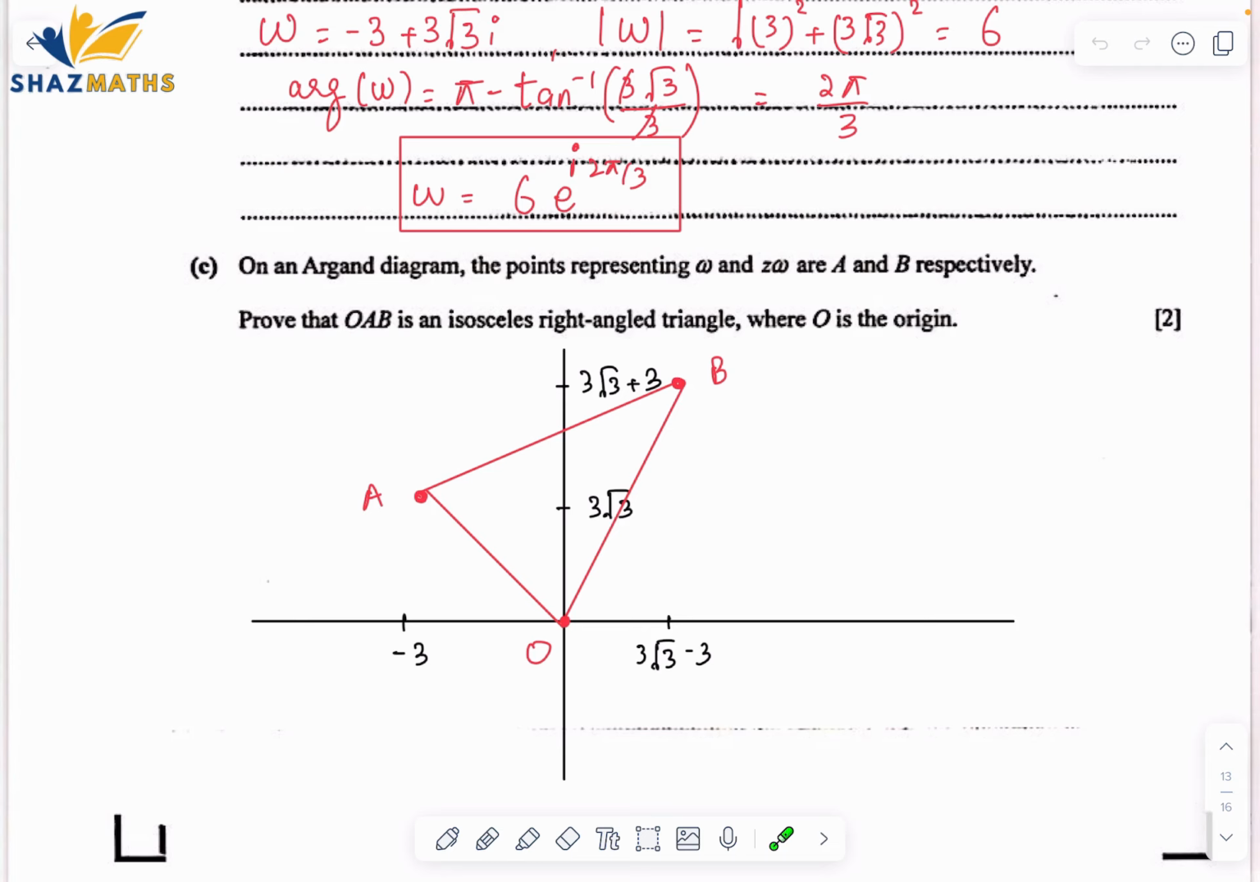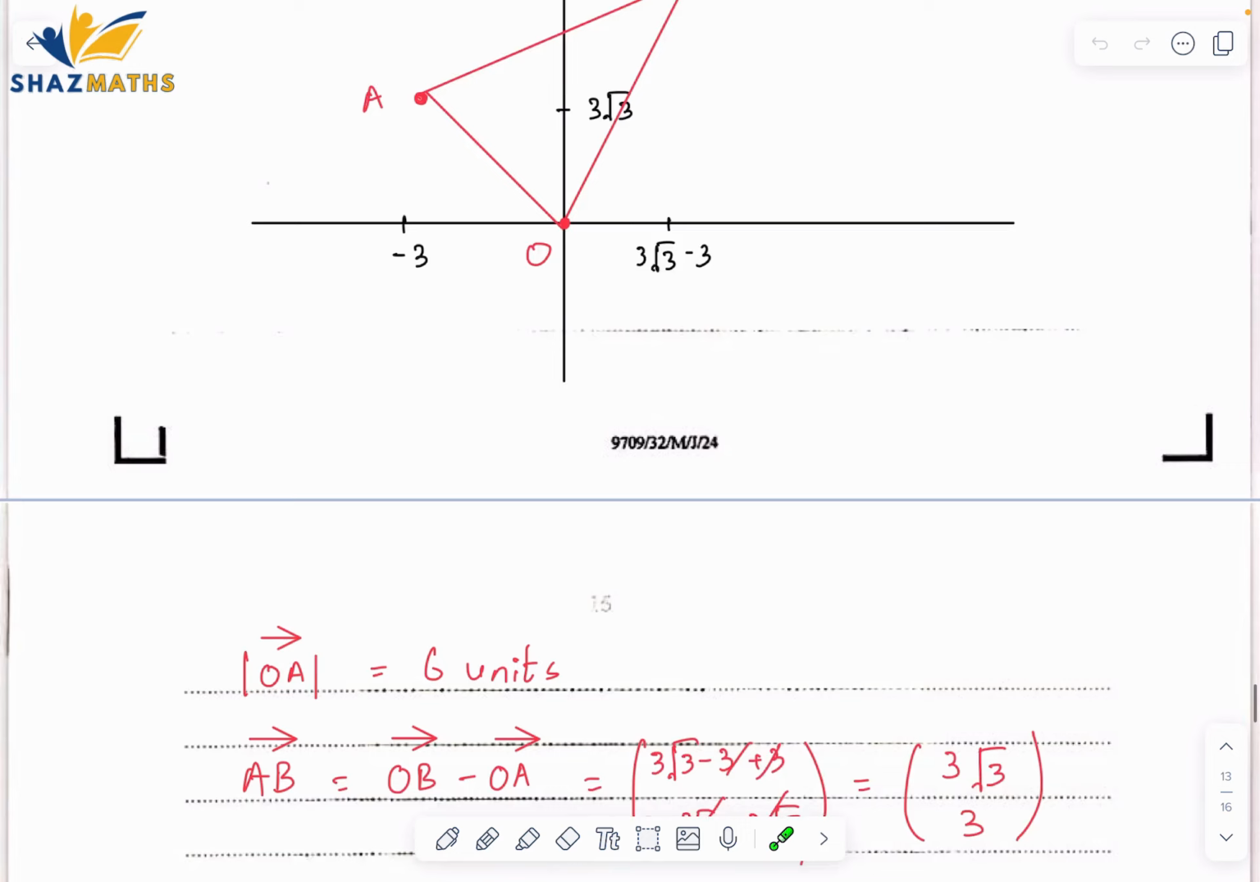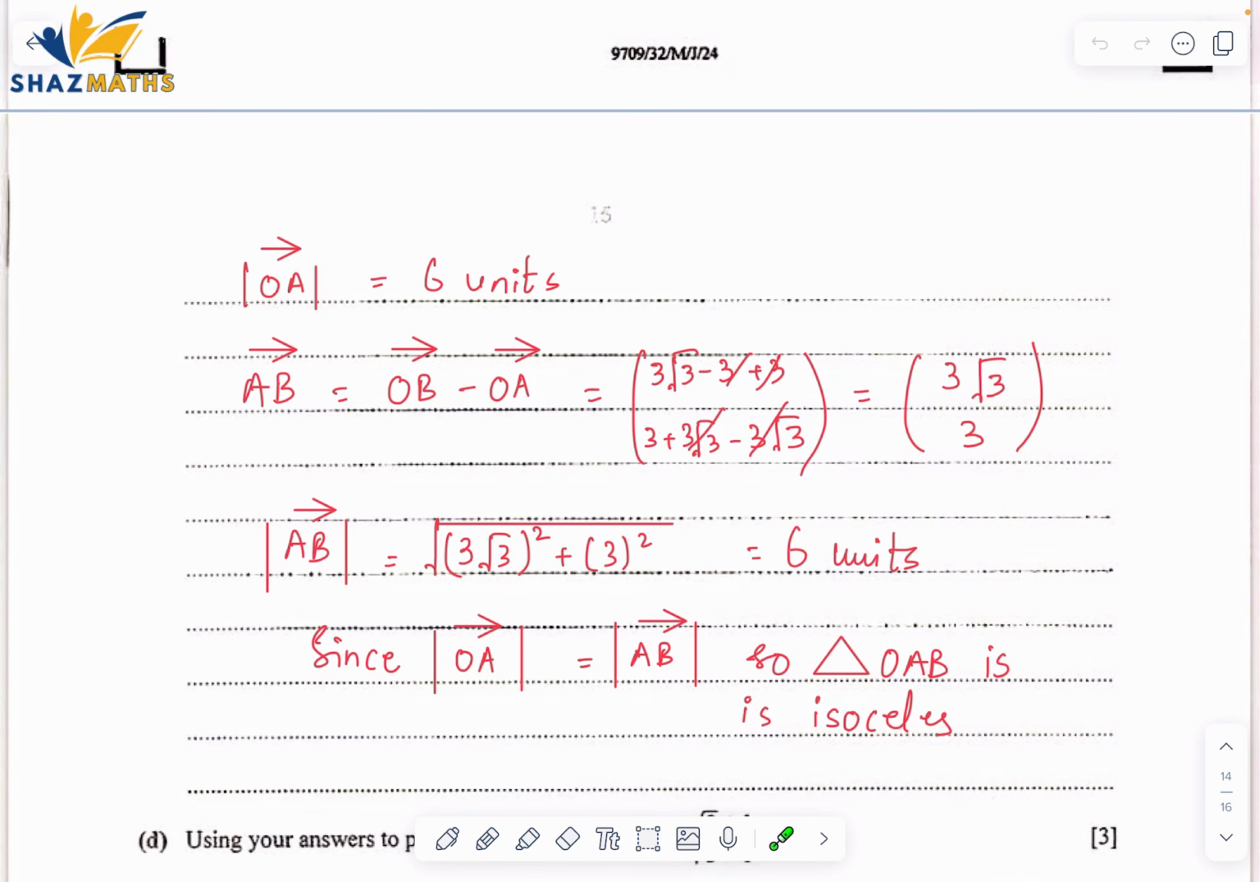On an Argand diagram, the points representing w and zw are represented by A and B. So this is our point A, this is our point B. We have joined them using straight lines. It will become a triangle. So now we have to prove that OAB is an isosceles right angle triangle. So as far as the isosceles triangle is concerned, we need to prove that two lengths are equal.